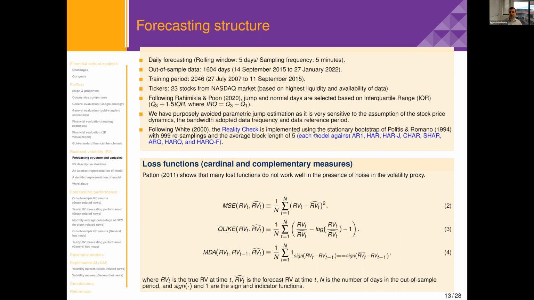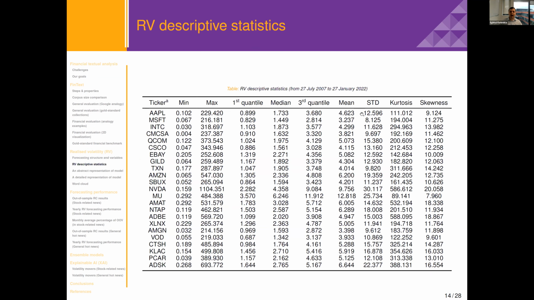And we are applying a reality check for comparing each model against all popular HAR family models. When it's higher, it means that the model is showing improvement compared to all of them, and this improvement is significant for all cases. For the number of stocks, on average, we are analyzing 23 stocks, and these are our loss functions. As you can see, these are the 23 stocks we are focusing on.